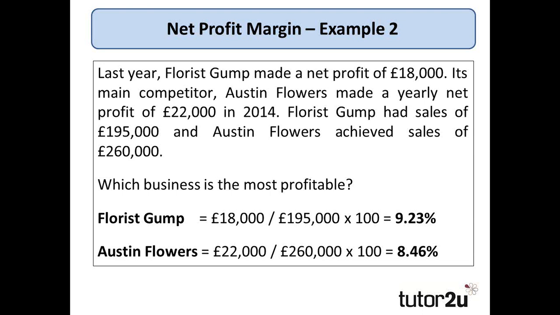What those figures mean is for every £1 of sales, Florist Gump achieves a net profit of just over 9p, whereas Austin Flowers, for every £1 of sales, they achieve a profit of just over 8.5p. So in terms of generating profit, Florist Gump is better. It doesn't make as much in absolute terms, but it is more profitable.